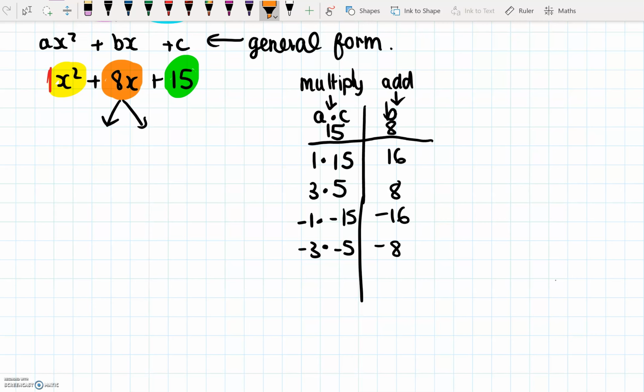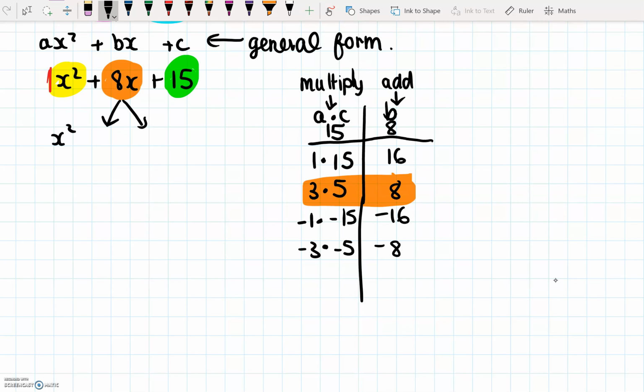So you can see that what we're actually looking for is this middle bit here. Okay, 3 plus 5 is 8. That's what we were looking for. So they multiply to give c. Okay, they multiply to give 15 and they add to give 8. So what we're going to do is we're going to keep the first term as it is.